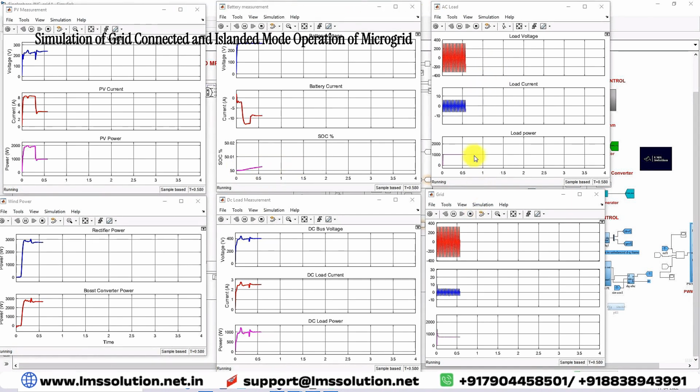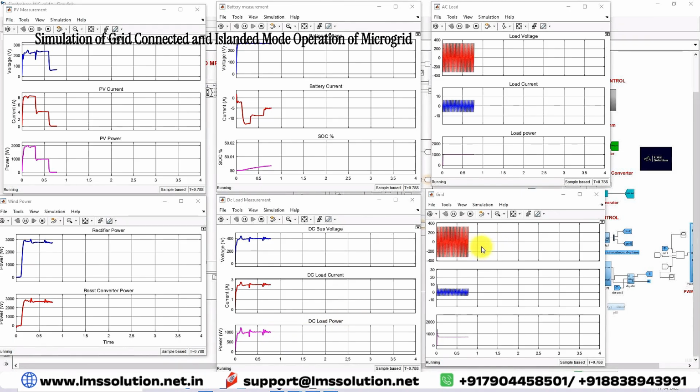And here, as I initially told, the initial load is connected. Here the load is 1000 watts. You can see the load voltage, load current, and then load power. And as already told, this 1000 watts is connected on the DC load side. So this is the DC bus voltage and DC load current. The DC load power is maintained around 1000 watts.